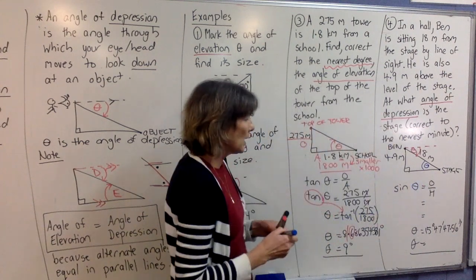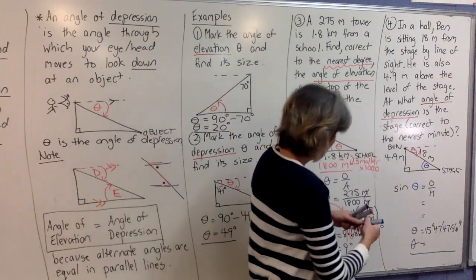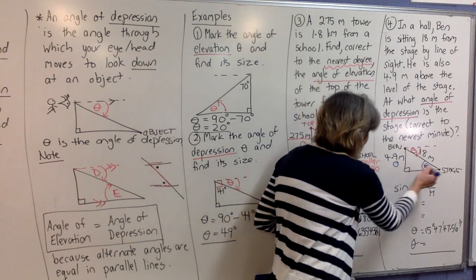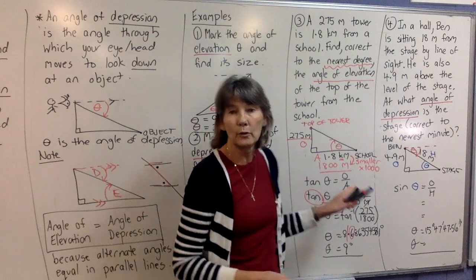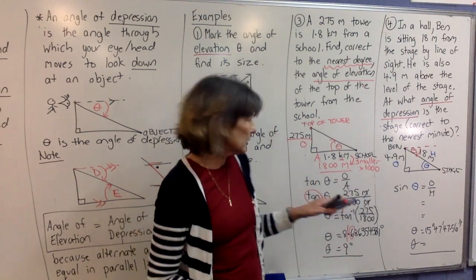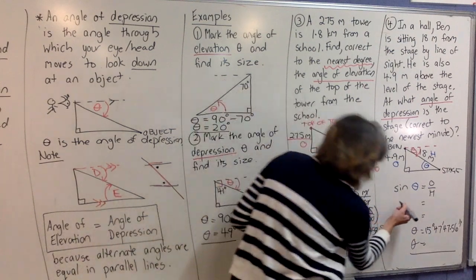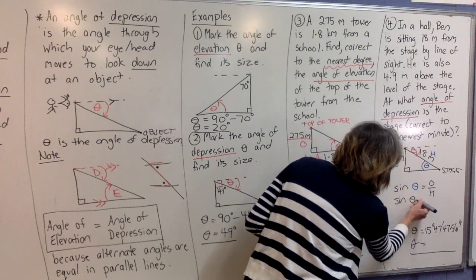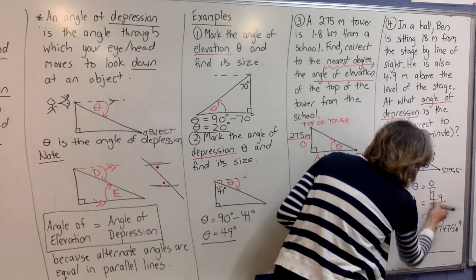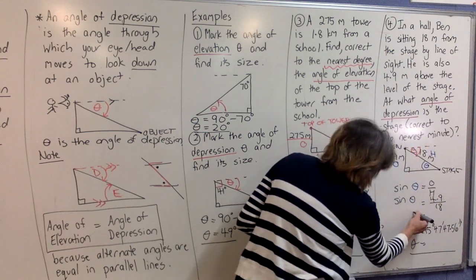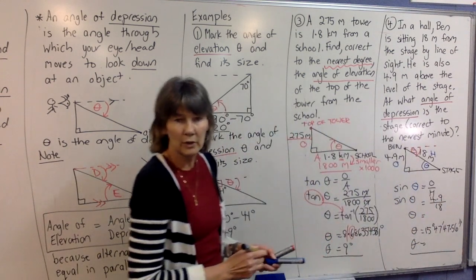All right, so in the triangle, let's label the sides. We've got opposite and we have hypotenuse. That means we're dealing with sine. So write your rule down: sine theta equals O over H. Let's sub in. Sine theta equals 4.9 over 18. They're both in metres, so that's good. Get the theta by itself.